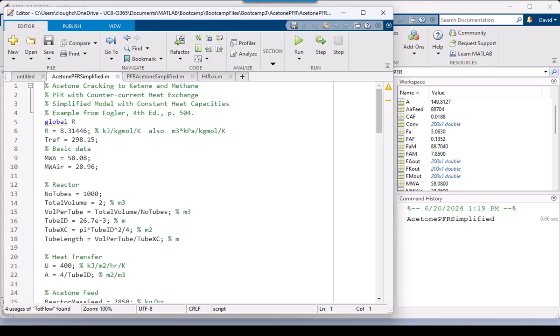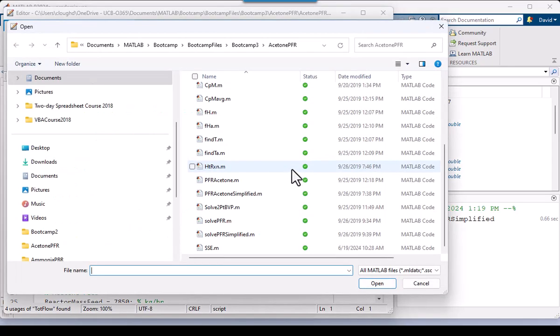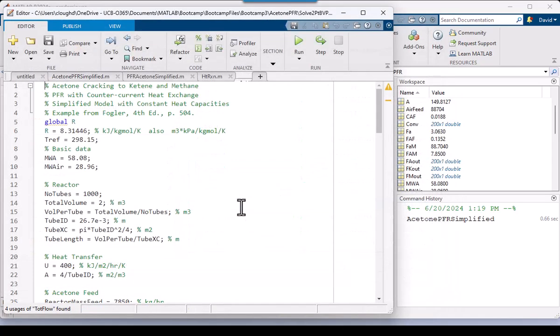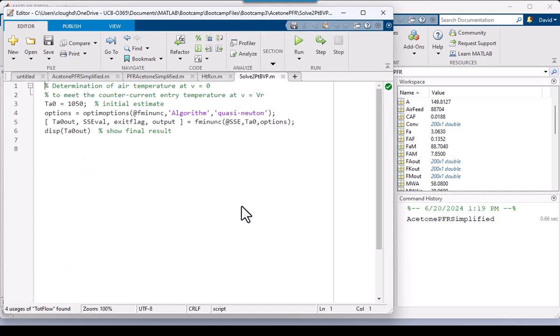And so we will bring in that routine that is called solve 2-point boundary value problem, this one here, okay, and that we discussed before. And here, what we're using for this is fminunc, and it's getting its performance value from SSE. We'll look at that. And it's starting with a value of TA0, all right? And then we've set some options here.